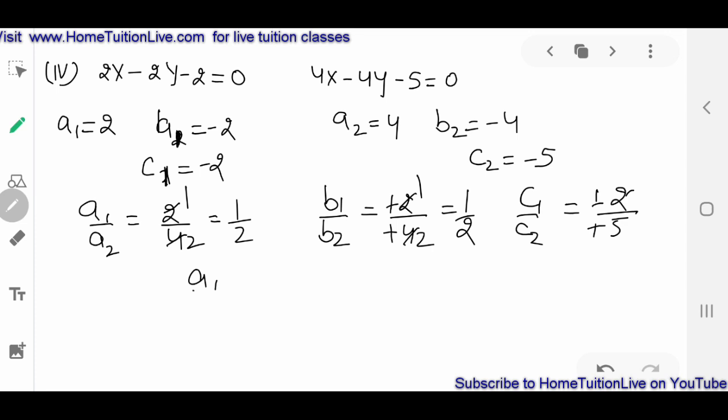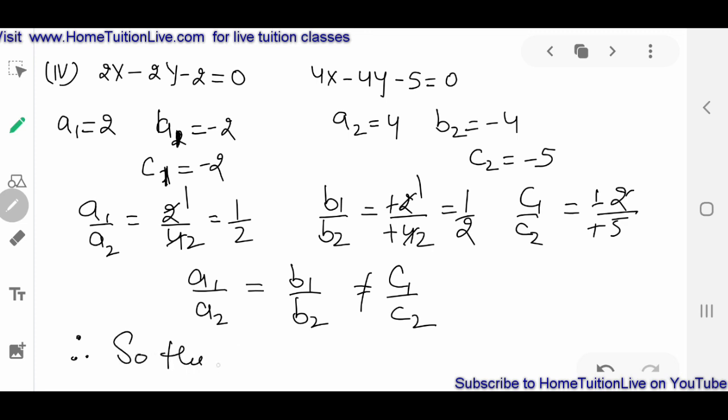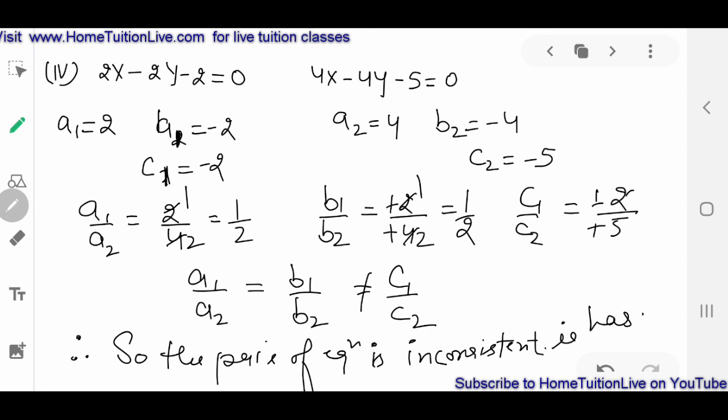So here you can see that a1 by a2 is equal to b1 by b2 but not equal to c1 by c2. So the pair of equations is inconsistent, and inconsistent means it has no solution.